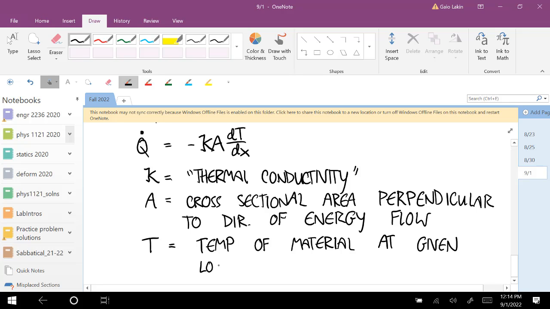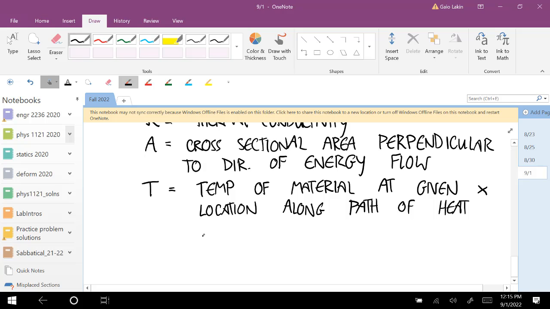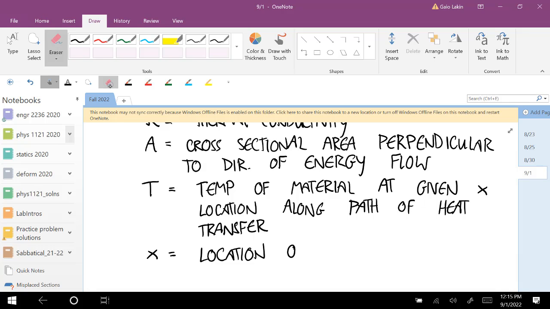And at a given X location along the path of energy flow or of heat transfer. And then X is a location along the path of heat transfer.